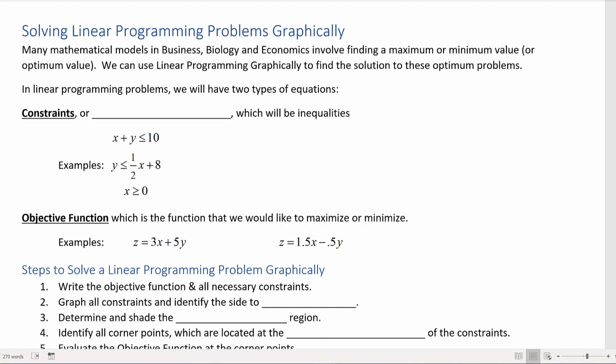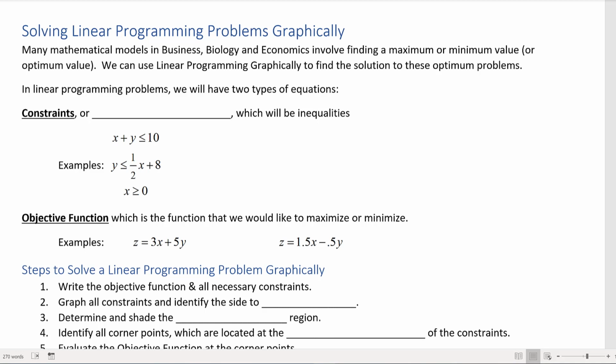Today's lesson is on solving linear programming problems graphically. So many mathematical models in business, biology, and economics involve finding a maximum or minimum value, or what we call an optimum value. We can use linear programming graphically to find the solution to these optimum problems.